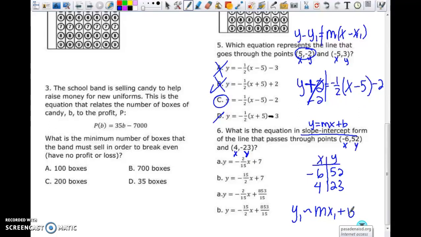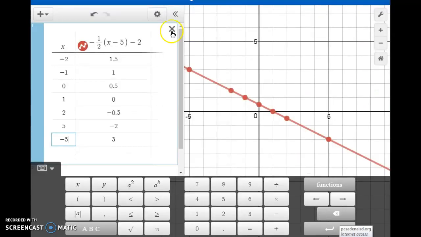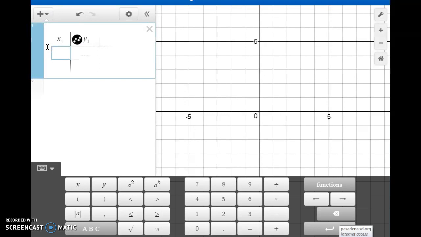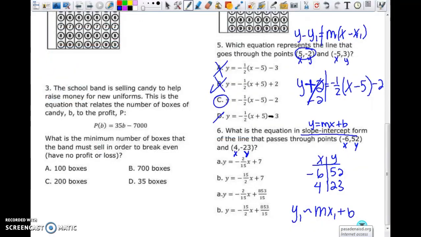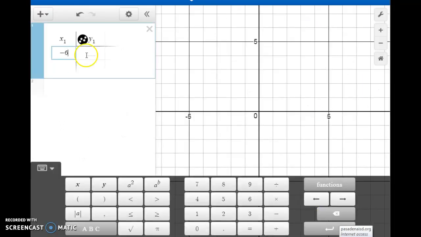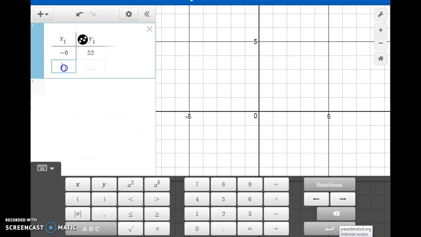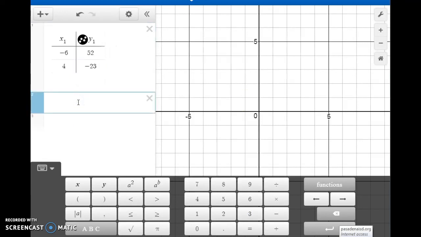So let's plug in our table. Go here. This is your little drop down where you add a table. Put your points in. -6, 52. And the other one should have been -23. That was my fault for not writing it.